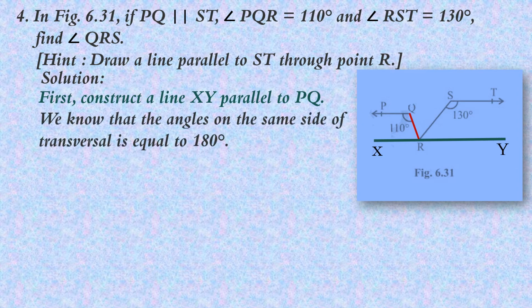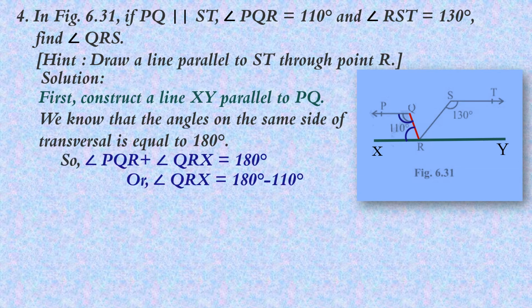Now we know that the sum of the angles on the same side of the transversal is equal to 180 degrees. We use this fifth postulate in many of the sums. Now let us take a look at the figure. PQR plus this angle QRX is equal to 180 degrees. So 180 minus 110 is equal to 70 degrees. So QRX is equal to 70 degrees.